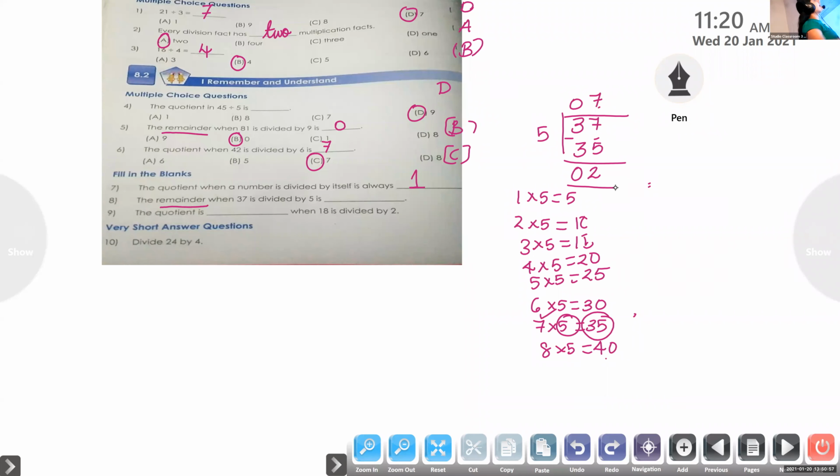Here, what is the remainder? 2. What is the quotient? 7. Okay, so what is the remainder here? 2. Have you all understood now? Yes. Now, next, Anlia Rose. Anlia, please read. Next question.